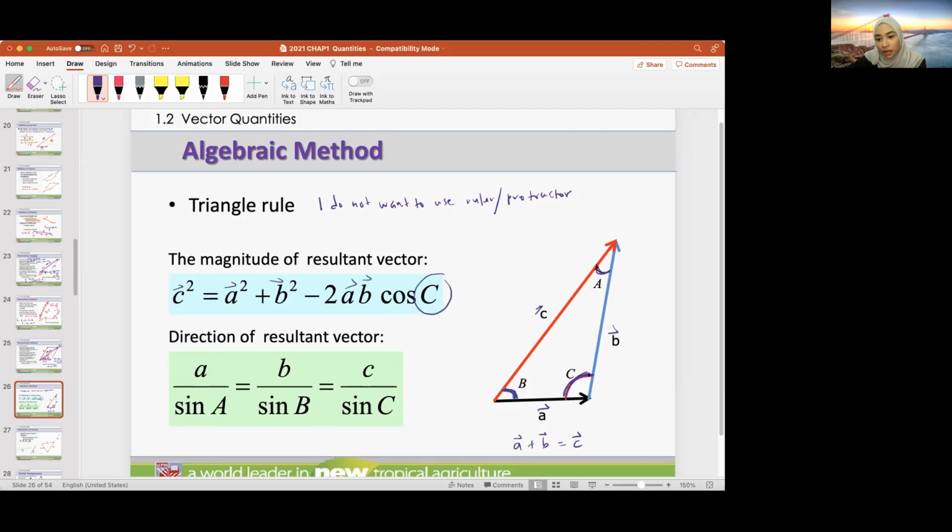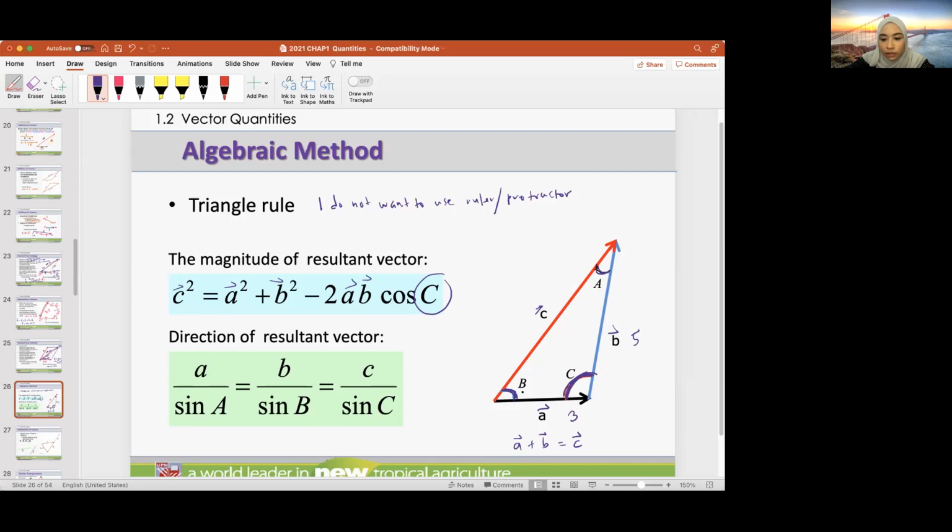This is the angle over here. The question should already define it. If not, you have to find it before you can use this equation. I think it's quite straightforward. If C is like 10, sorry, you don't know the answer yet. So B is like 5, that's the length of the vector, and A is like 3.